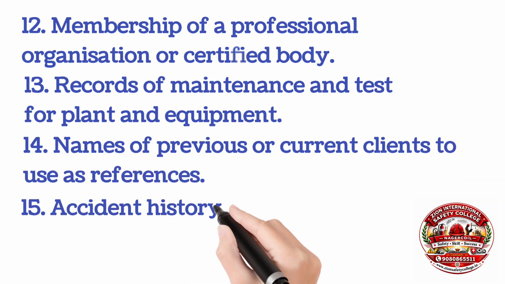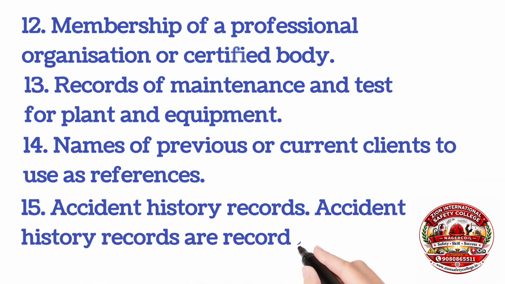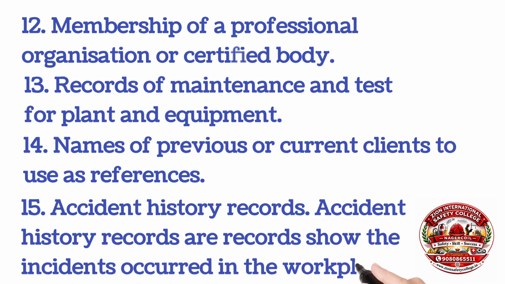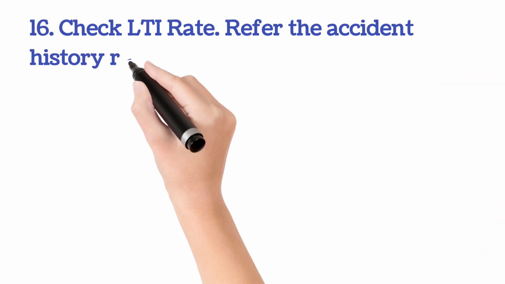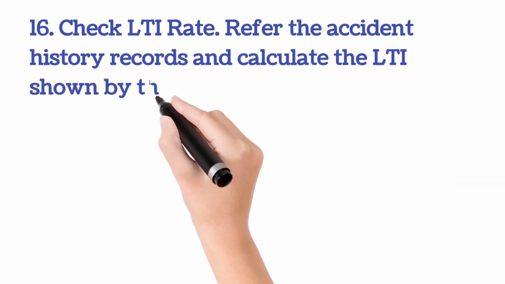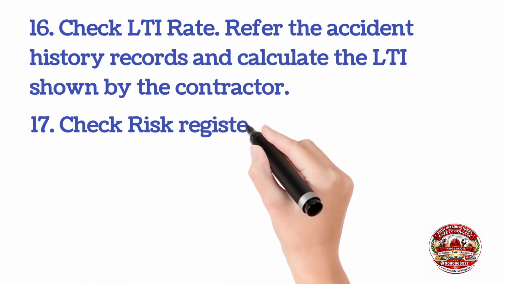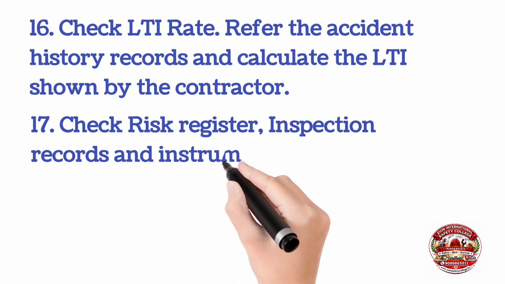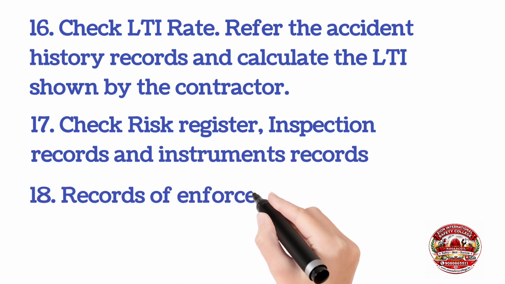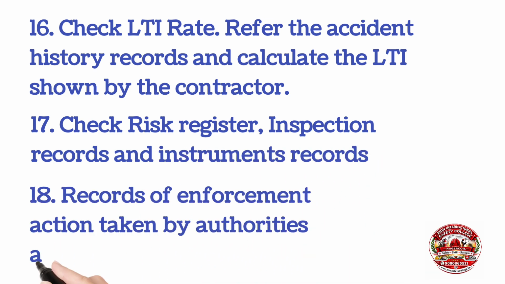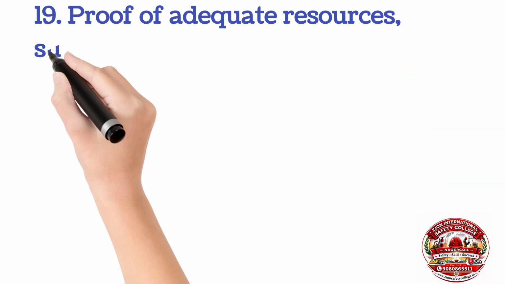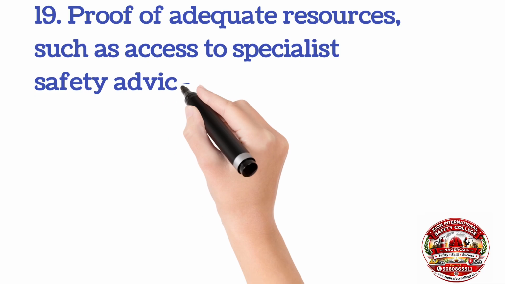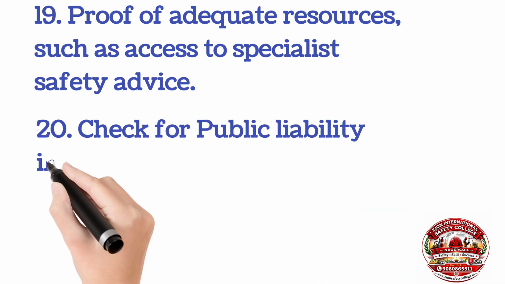Accident history records. Accident history records are records that show the incidents that occurred in the workplace. Check LTI rate. Refer to the accident history records and calculate the LTI shown by the contractor. Check risk register, inspection records, and instruments records. Records of enforcement action taken by authorities against them. Proof of adequate resources, such as access to specialist safety advice. Check for public liability insurance.